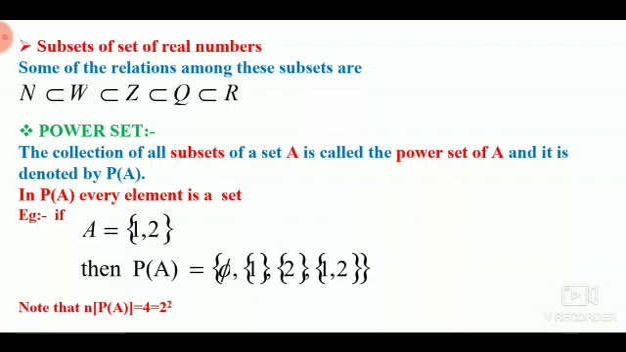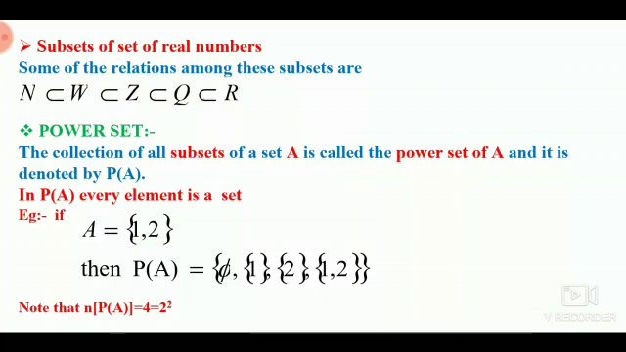Subsets of the set of real numbers. Some of the relationships among these sets or subsets are given by the following. Now, the set of natural numbers is obviously a subset of whole numbers. Whole numbers are a subset of integers. Integers are a subset of rational numbers, and rational numbers are subsets of real numbers. The set of real numbers is a superset of all the above sets.